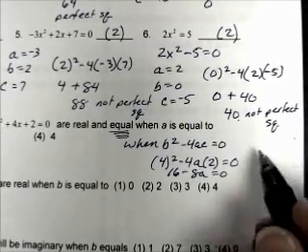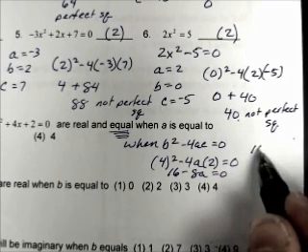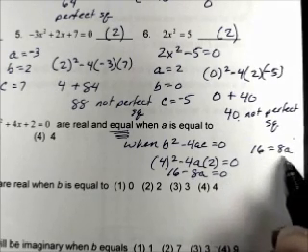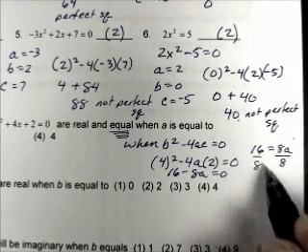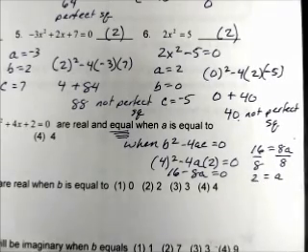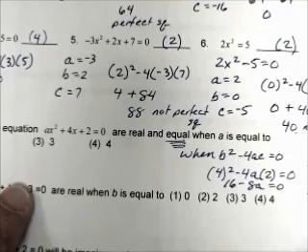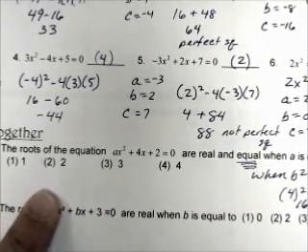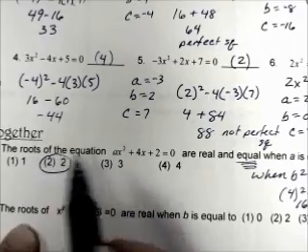If I add 8A to both sides, I have 16 equals 8A. Divide by 8. So your A value is 2. So the roots of the equation are real and equal when A is equal to 2, which would be option 2.